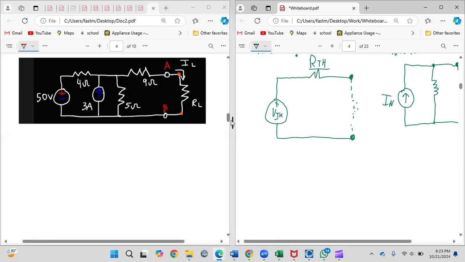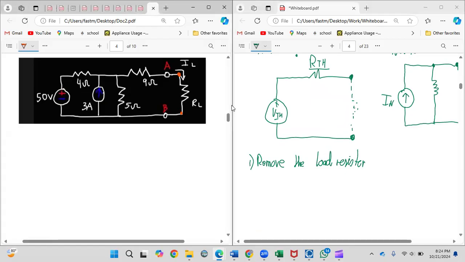So the first step for Thevenin is you remove the load resistor. In this case, you will have an open circuit, so that's no longer here, but you have the endpoints, which are these endpoints here. So you remove the load resistor.